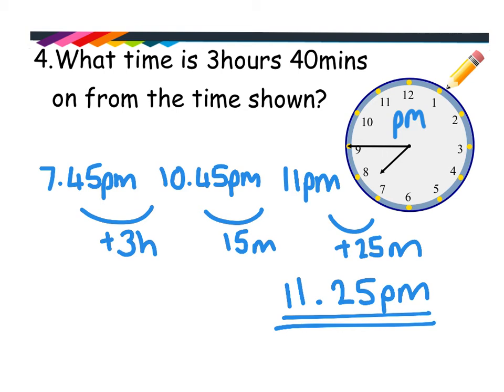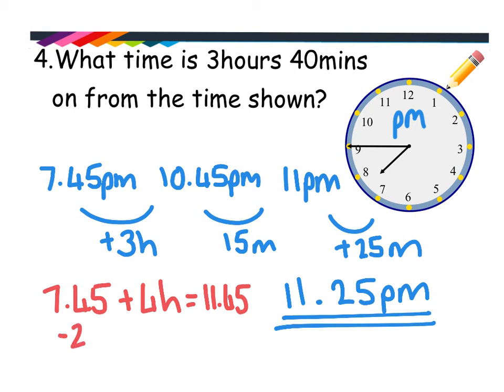Now again, please remember there's always more than one way to do it. Some pupils may prefer to say, right, 7:45, let's round that up to 8, and add on 4 hours to give them 11:45. And then they might say, well, when I rounded up, I went 20 minutes too far. And then they might take away 20 minutes and say, right, that's 11:25. So you can add on too much and then come back as well. So again, 2 methods.